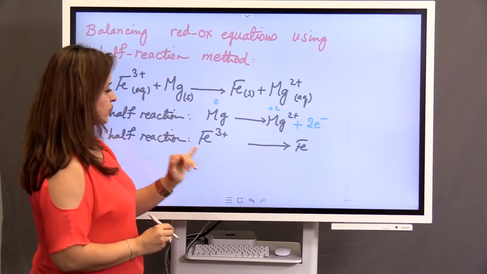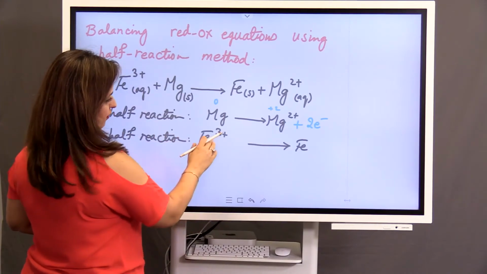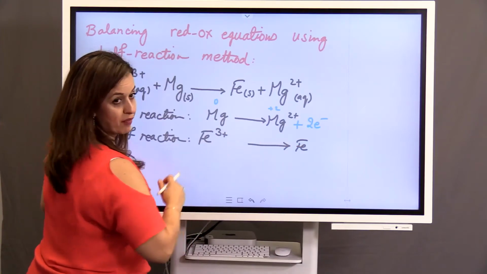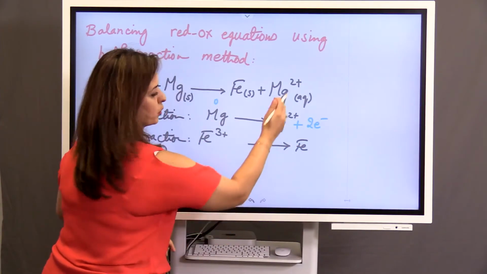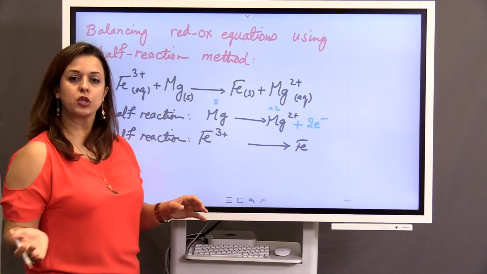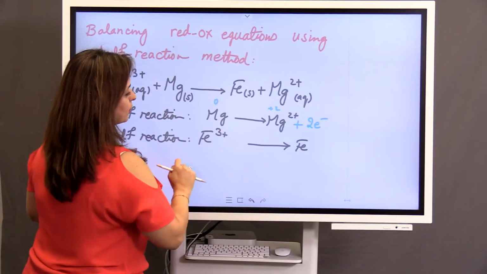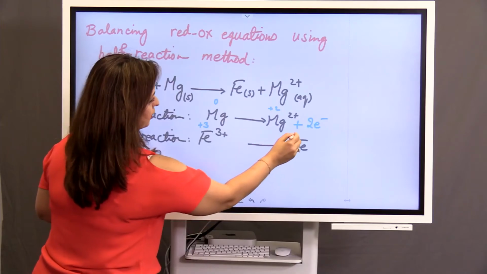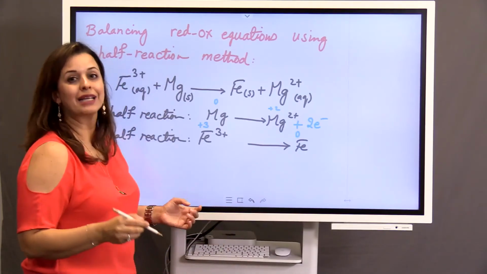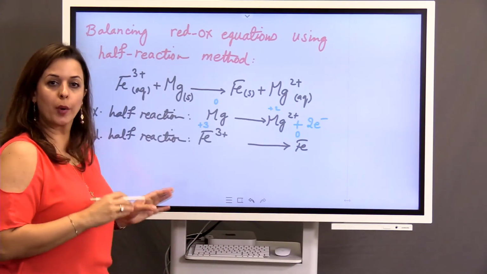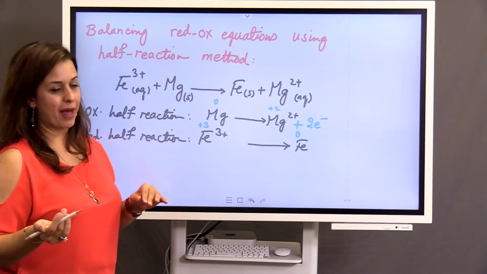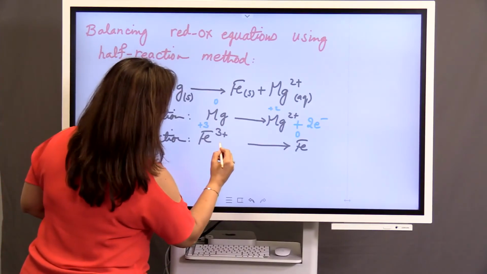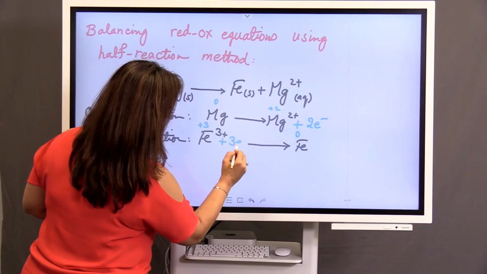Let's take care of the reduction half reaction. Fe3+ changed to Fe, 1 atom of iron, 1 atom of iron. Again, there is no change in the number of atoms, but the charge here is +3, the charge here is 0. I should add enough electrons to more positive side to balance it. How many electrons? 3 electrons.